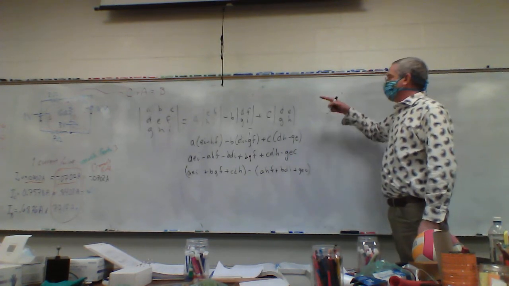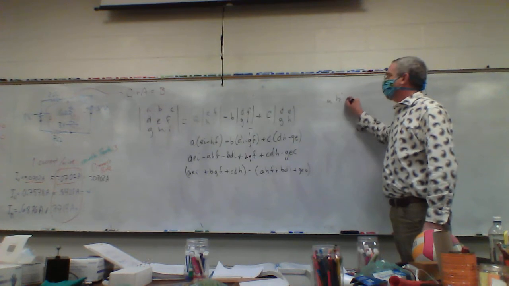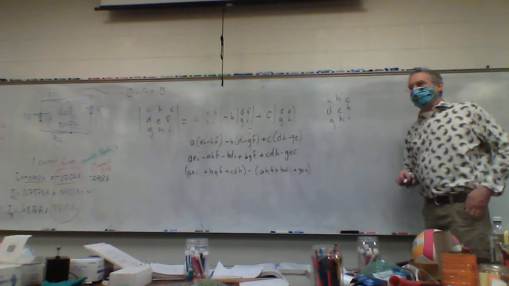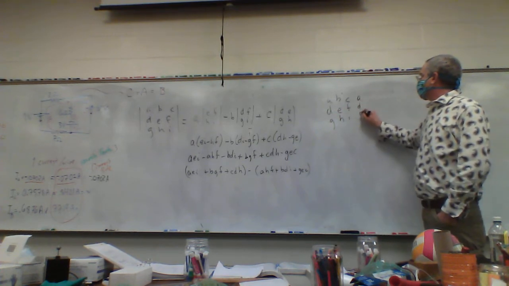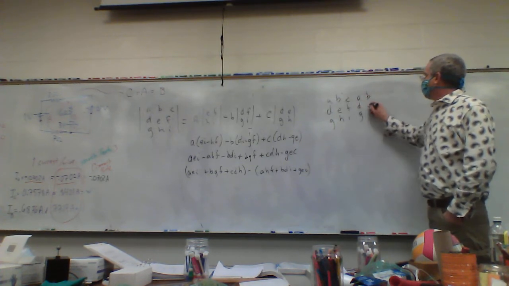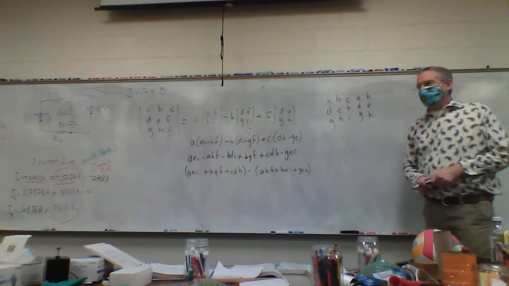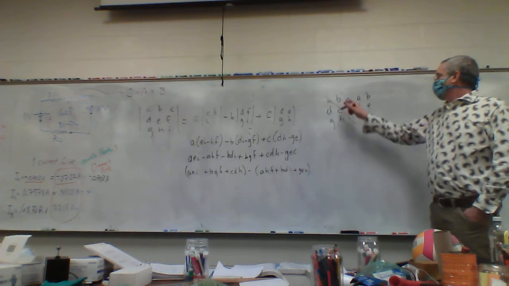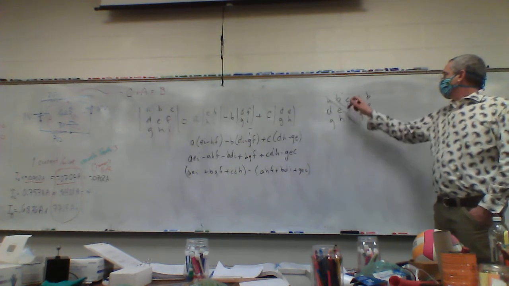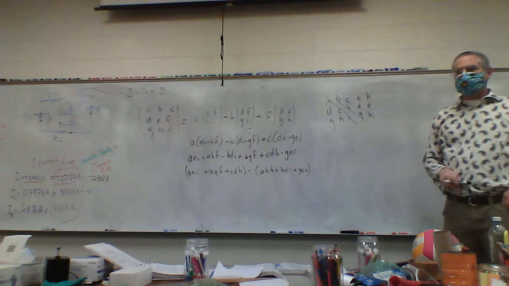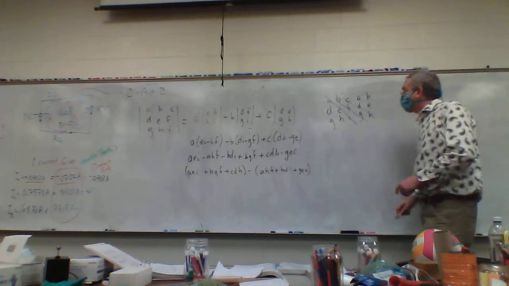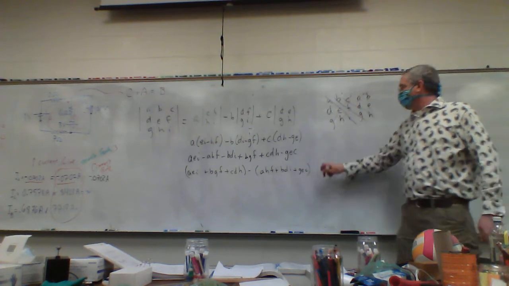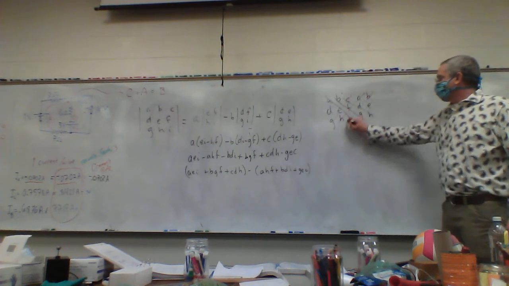So what I have here is ABC, DEF, GHI. I'm just going to write the first two columns over again. So that's A, D, G, and B, E, H. So my positives, A times E times I, BFG, CDH. Those are my positives right there. The negatives, GEC, AHF, BDI.